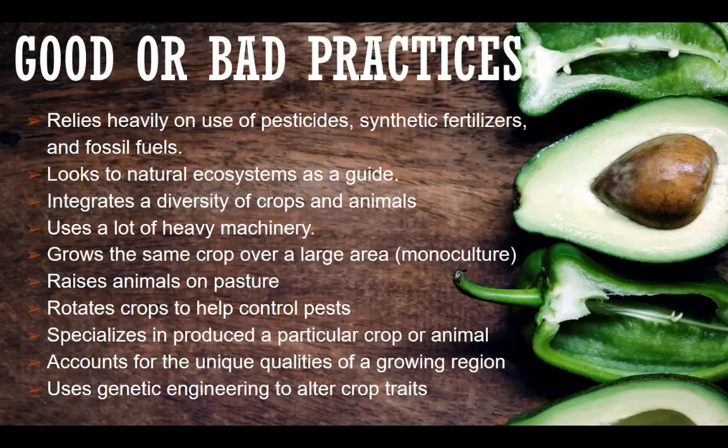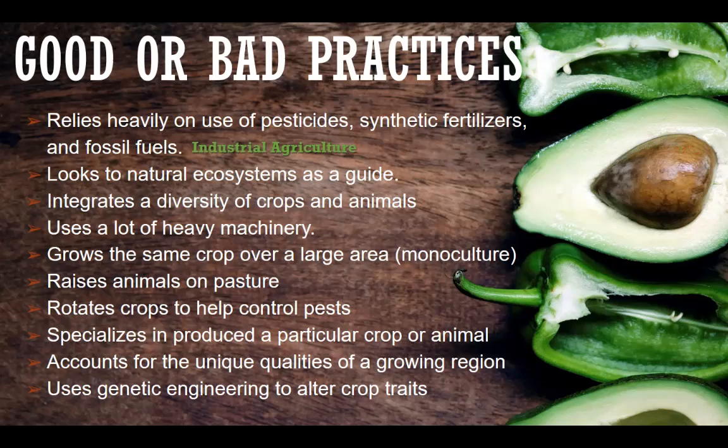So take a minute, think about those. You might want to go ahead and write those down, pause if you need to. And then let's go ahead and take a look. Now, what do you think for this one? For the very first one, relies heavily on pesticides, synthetic fertilizers, and fossil fuels. Is that industrial agriculture or agroecology? Hopefully, you were able to come up with industrial agriculture. Agroecology, remember, is looking at minimal inputs. So we wouldn't want to use pesticides, synthetic fertilizers.